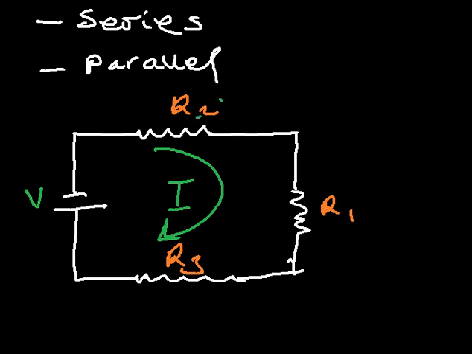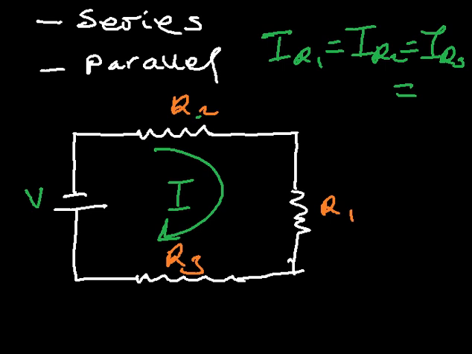Which means the current across the R2 resistor is the same as the current across the R1 resistor, and also the current across the R3 resistor. That is to say, the current across R1 is the same as the current flow across R2, and the same as the current across R3, which is the same as the total current flow. And this is true for the series circuit.